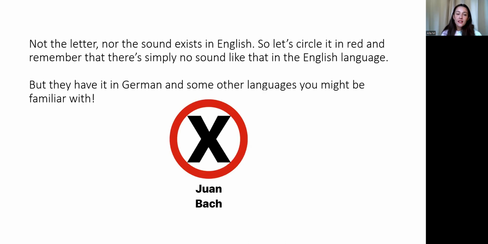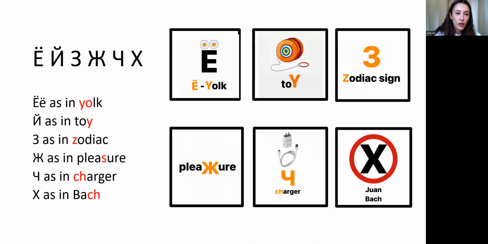Big shout out to my German students. I love you guys. So, just like I said, not the letter nor the sound exists in English. So let's circle it in red and remember that there is simply no sound like that in the English language. But they have it in German and some other languages you might be familiar with. H as in the German name Bach. H, h, h. Good. Let's recap what we've learned.